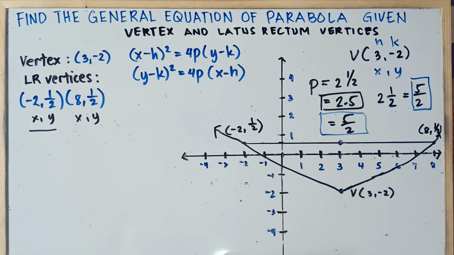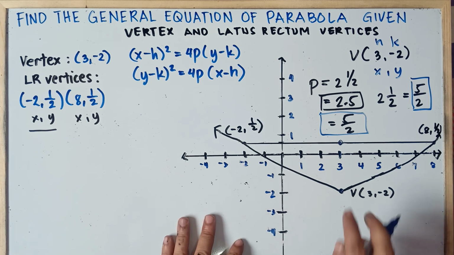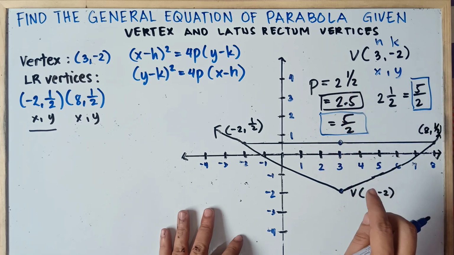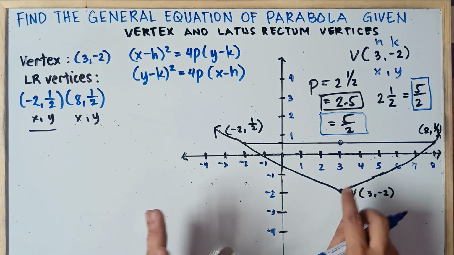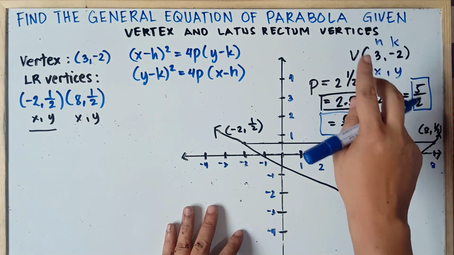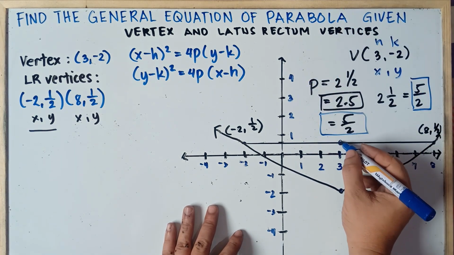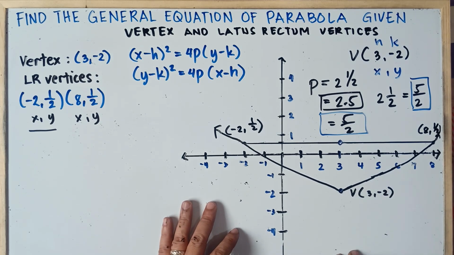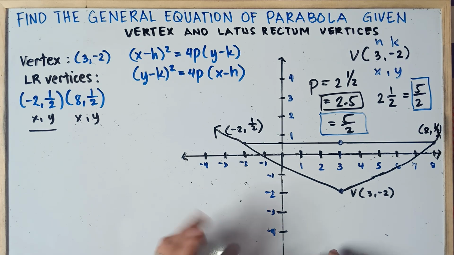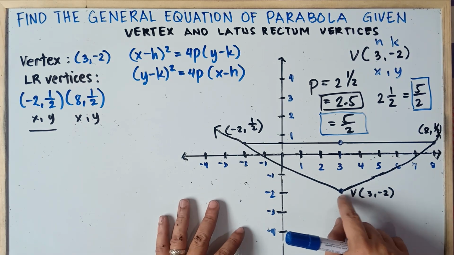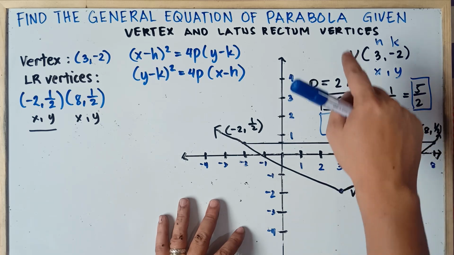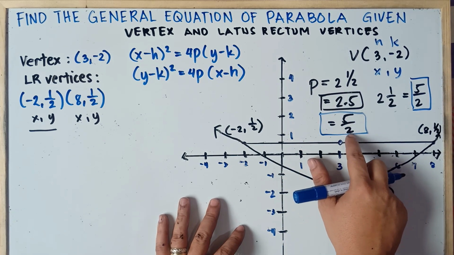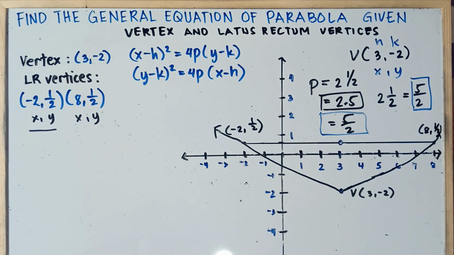Now, it should be positive, class. It should be positive 2 and 1/2 because you're going upward. The distance from the vertex to the focus, you move 2.5 units upward. If it's upward, your P is always positive. If it's downward, your P will be negative. Just remember that, class. We move 2 and 1/2 units upward, therefore our P is positive. So we have positive 5 over 2, or 2.5.